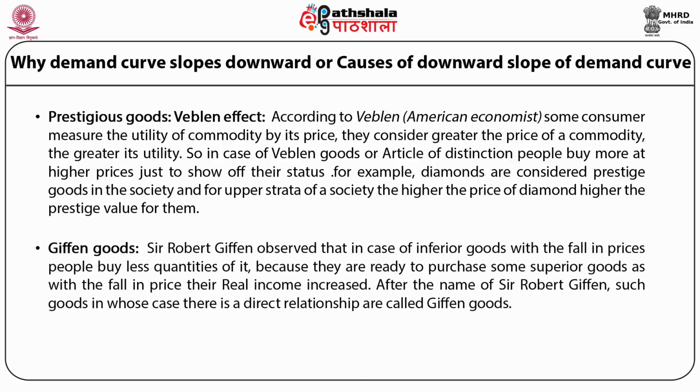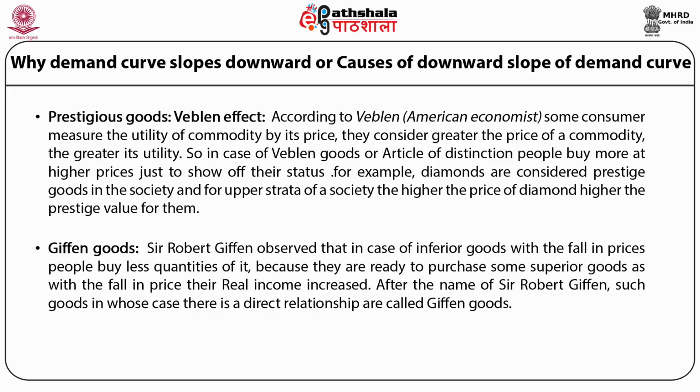Giffen goods. Sir Robert Giffen observed that in case of inferior goods, with the fall in prices, people buy less quantities of it because they are ready to purchase some superior goods, as with the fall in price, their real income increased. After the name of Sir Robert Giffen, such goods in whose case there is a direct relationship are called Giffen goods.